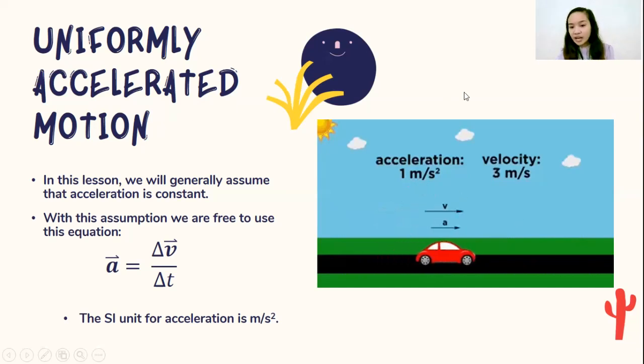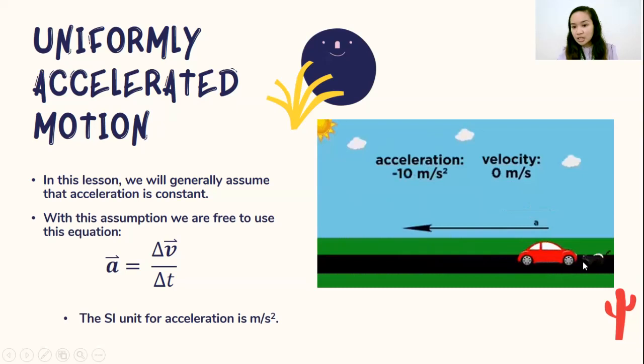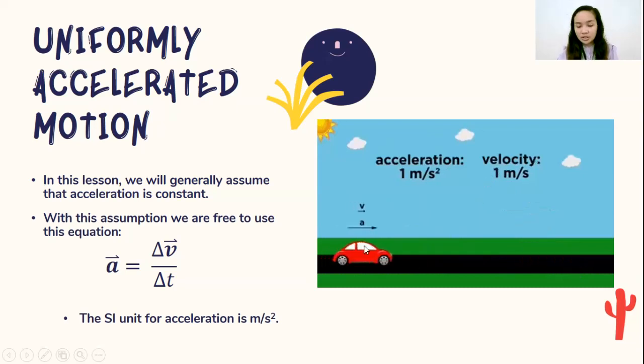Here in the animation, you can see a car is moving and its velocity is changing. Your acceleration here is constant. All throughout, your acceleration is 1 meter per second squared. But your velocity changes over time. You have 3 meters per second, 4 meters per second, and then it stops here. So the velocity goes back to 0 once your car stops moving.